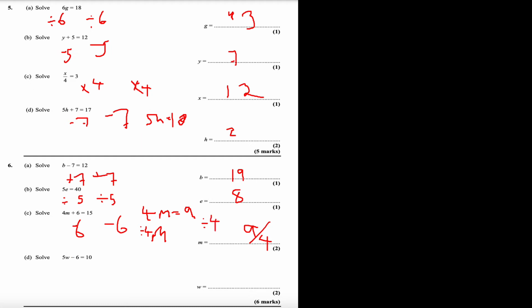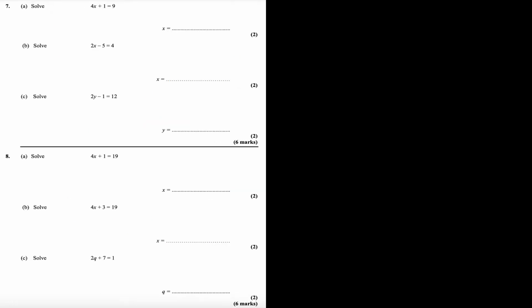Okay, part D, 5w subtract 6 equal to 10. Adding 6 to both sides, I get 5w is 16. Dividing by 5 on both sides, I get the answer is 16 fifths, or 3 1/5 or 3.2. So answers can be a whole number, a fraction, or a negative. So get used to that, guys, for some of your answers.